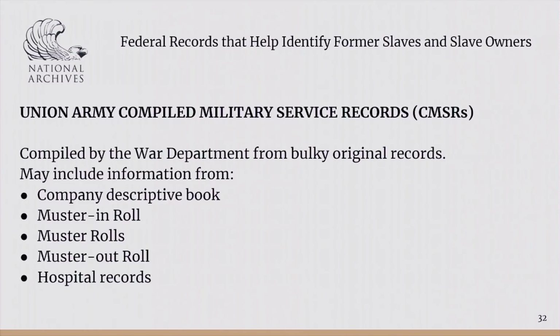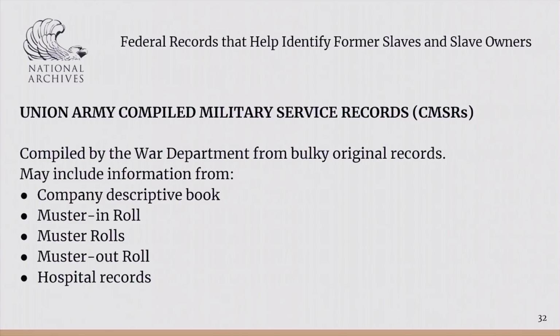So what is a compiled military service record? Well, as the word compiled suggests, the information was compiled from other sources. From the 1880s through the early 1910s, the War Department went through its muster rolls, hospital records, company descriptive books, payrolls, and other records to compile in one place, sort of one-stop shopping, information about the military service record of each soldier. And this made it easier for the War Department to answer inquiries from the Pension Office about the nature of any given individual's service.